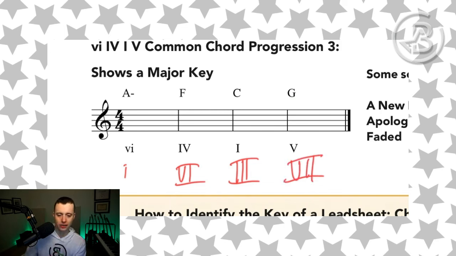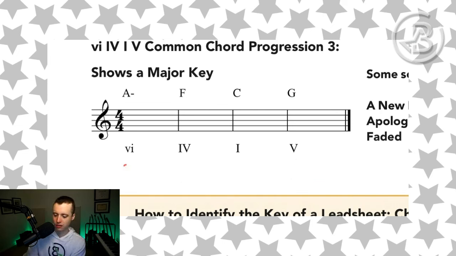Because think about it this way. If we're in the key of C major, then sure, A minor is scale degree 6, F is scale degree 4, G is scale degree 5, C is scale degree 1. But if we're in the key of A minor, we could think about A minor as being 1, F being 6, C being 3, and G being 7. And those are triads taken from the A natural minor scale, harmonized to the fifth.